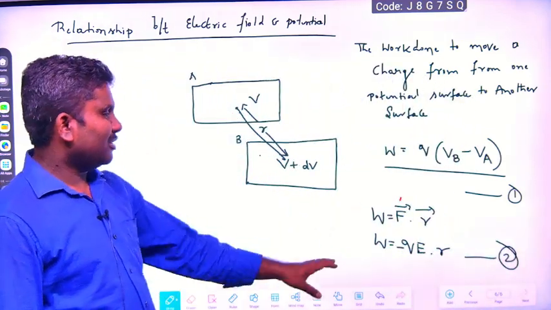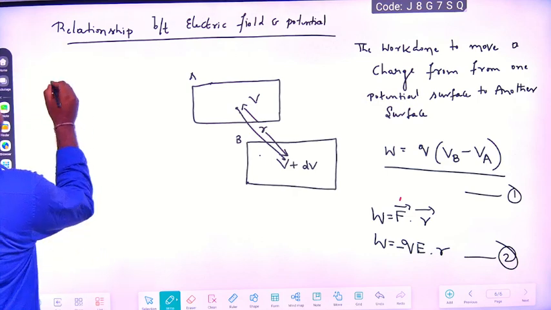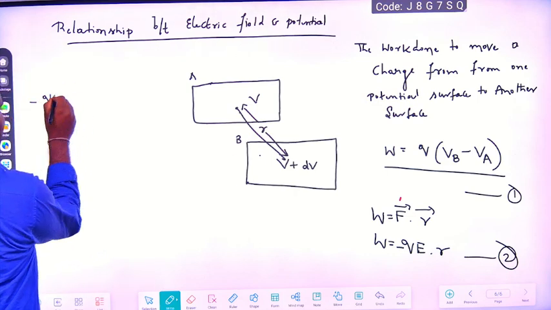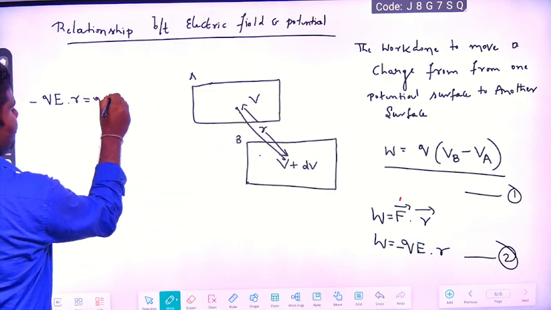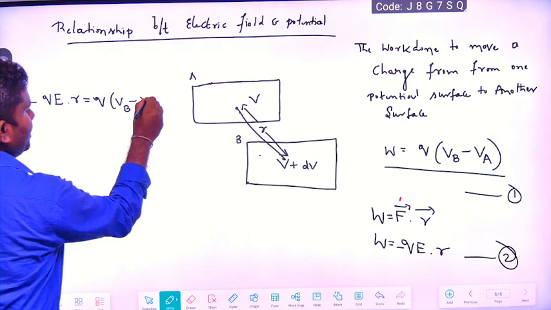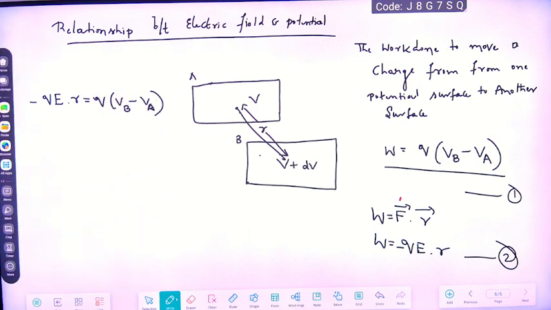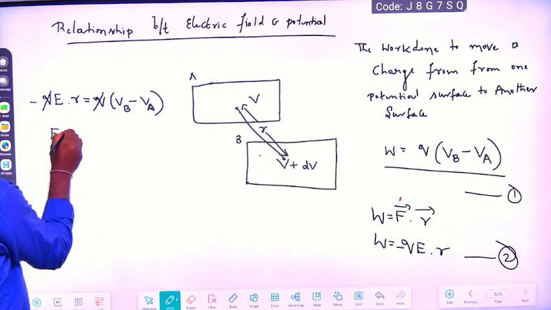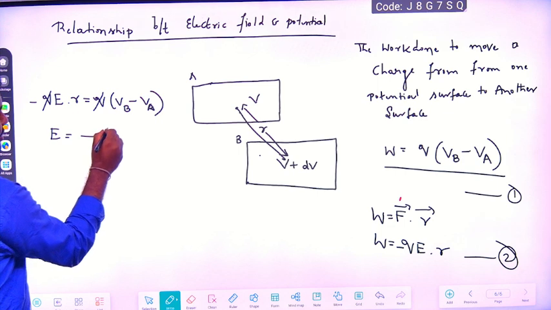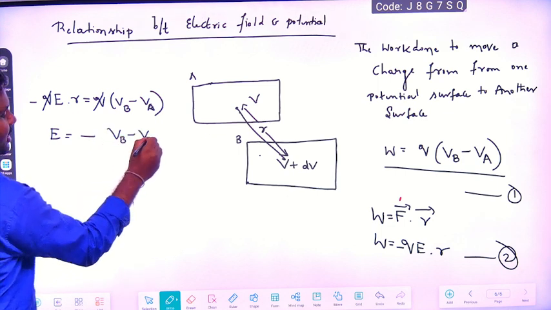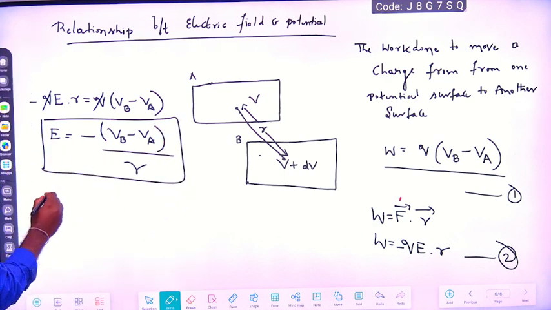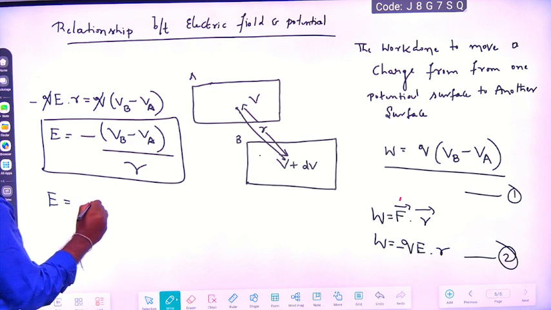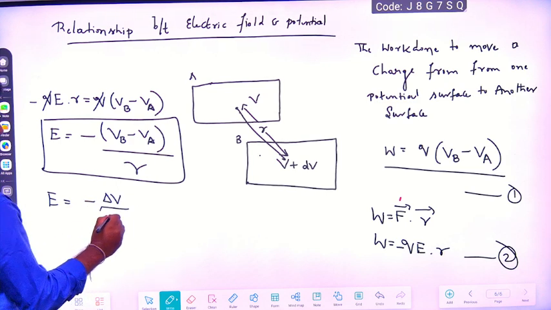Now from 1 and 2, work done is the same. So from 1 and 2, minus QE into R is equals to Q into VB minus VA. Q cancels. What we finally got: E is equals to, bringing the negative sign to that side, VB minus VA divided by R. This is the relation between electric field and potential. So electric field E is equals to minus delta V by R.